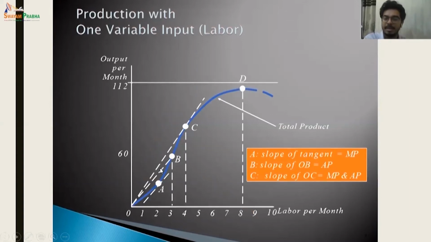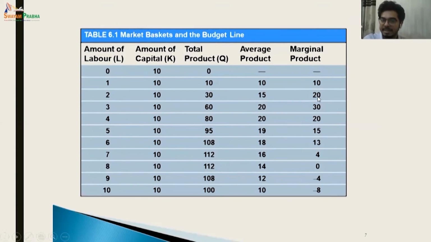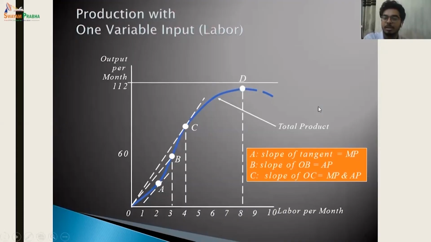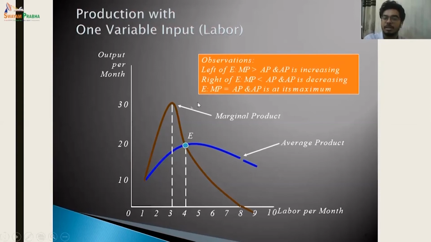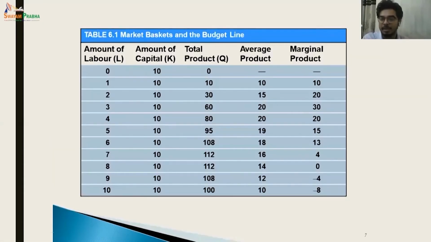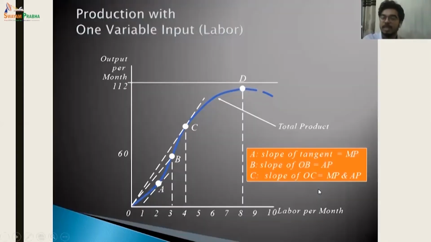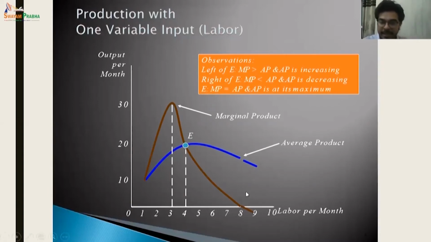So if you go back again, you can see the first unit 10, the second unit 20, the third unit 30. So after the third unit, it has started falling. After the third unit, it came to 20, then probably again came back to 20, then 15, 13, 4, 0. At 8, it should touch the x-axis, let us see. And 9, 10, it will go below the x-axis. So on the 8, you see that it has touched the x-axis because there is no further contribution. This 8 level has remained stuck at 112 units, and at 9 and 10, it is going down.